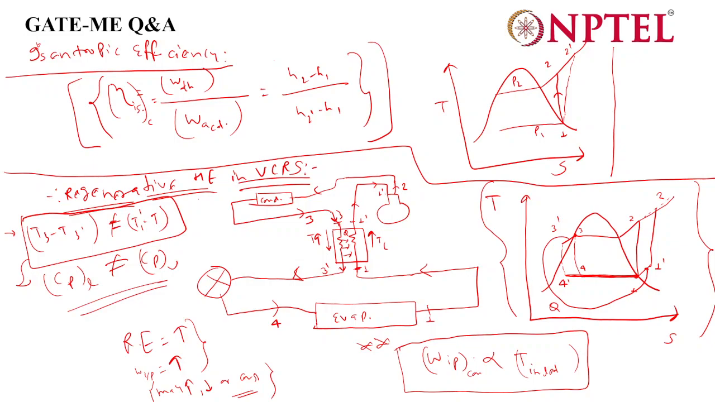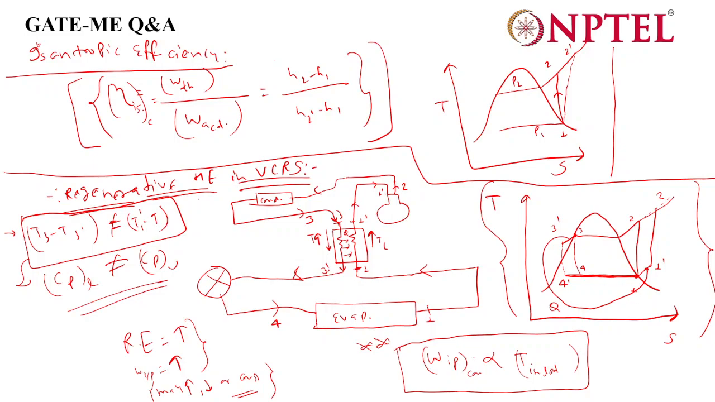From both sides, hot fluid will be coming from here. Why hot fluid? This temperature is high and this temperature is low. So the low temperature fluid comes this way and the high temperature fluid comes this way. The temperature of the hot refrigerant will be reduced. So that's why 3 to 3 dash. 3 dash is the exit of the heat exchanger.